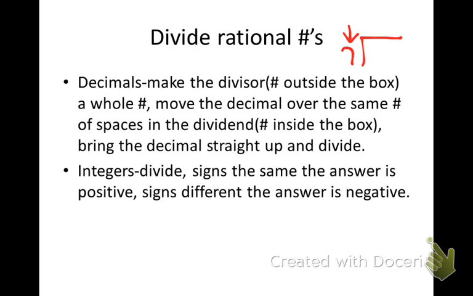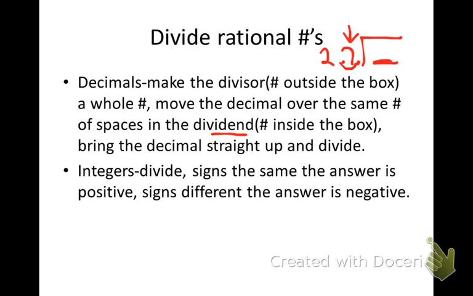Let's say we have a 7 here, a whole number. If we had 2.7, we would move the decimal over to make it into 27. And if we do that, then we're going to have to move it the same number of spaces in the dividend, which is the number inside the box. So in other words, we're multiplying here. If we move it 1 to the right, we're multiplying by 10. We've got to do the same thing inside. Then you bring your decimal straight up and you divide.